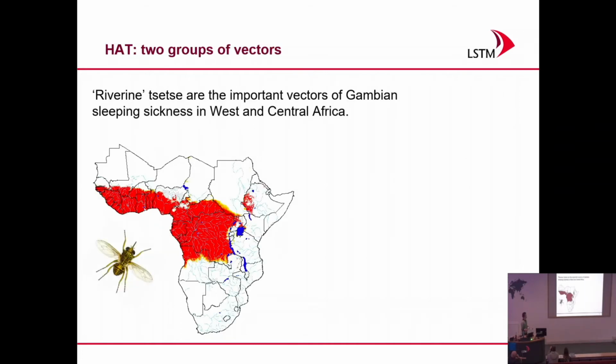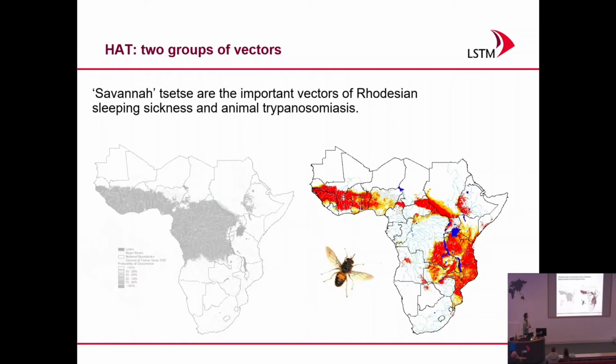And there are two groups of species which are vectors for sleeping sickness. So the riverine species are the important vectors of the Gambian form of the disease. These are the Palpalis group, and they're found in West and Central Africa. And then the savanna species are the vectors of the Rhodesian form of the disease, and they're found much more widespread actually, but you can see they're in the east and central and the western area.